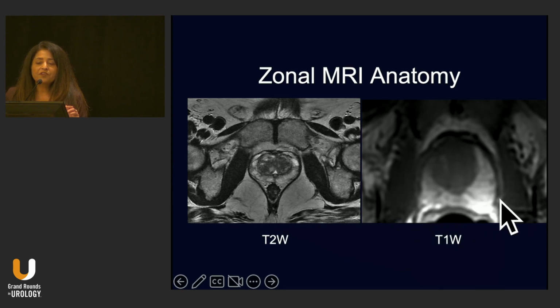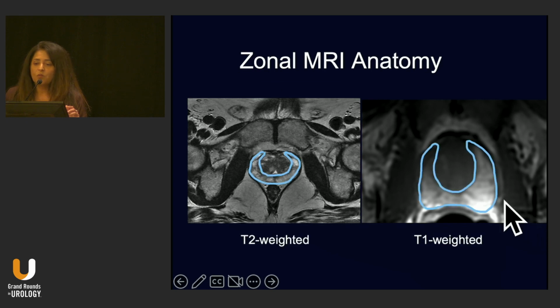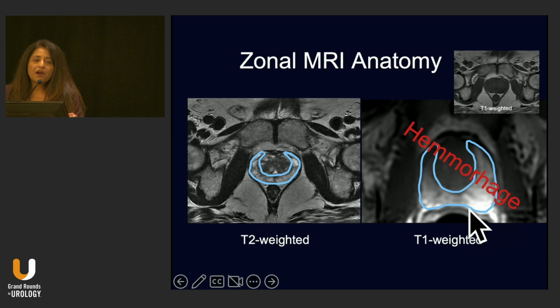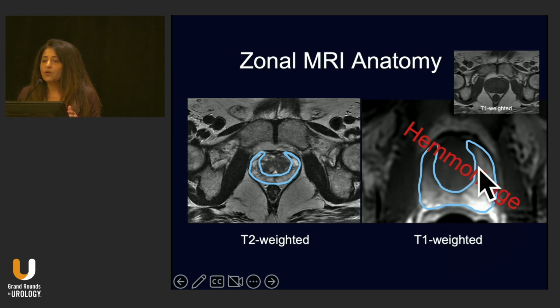but all of this is bright. Boy, this looks like peripheral zone on T2. This is not normal T1, right? Because normal T1 should be dark like this. So what is this? This is all hemorrhage. And this is an essential part.